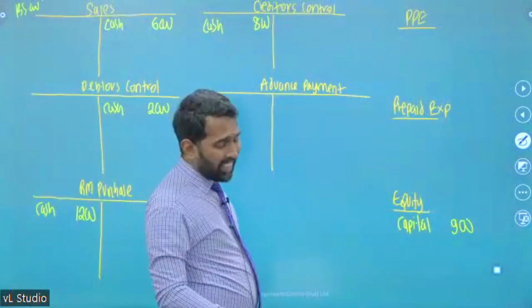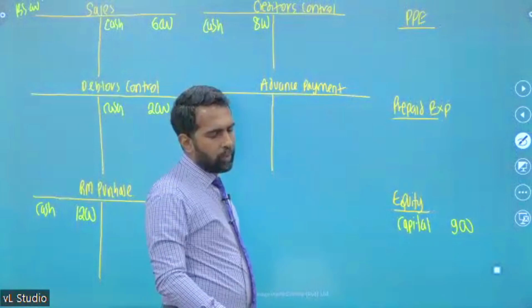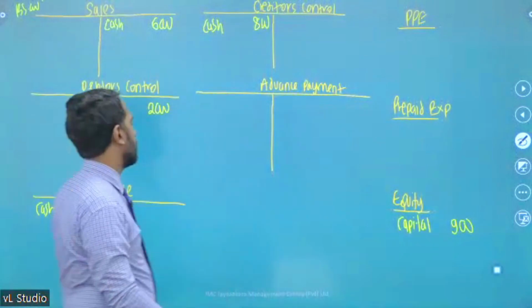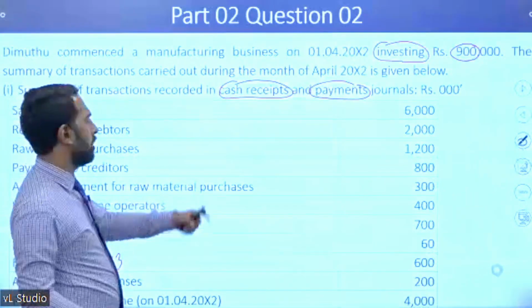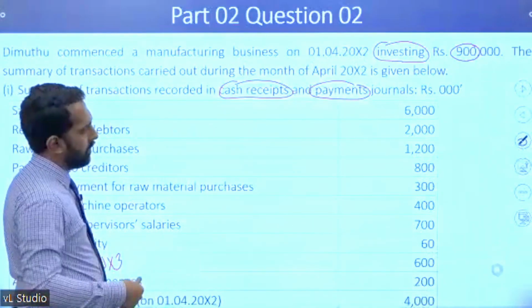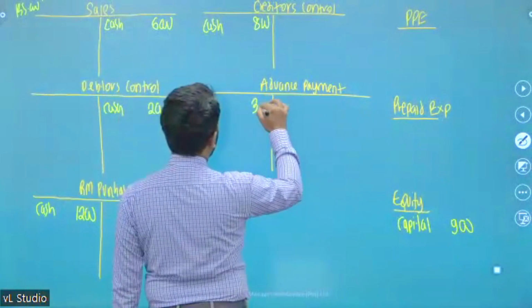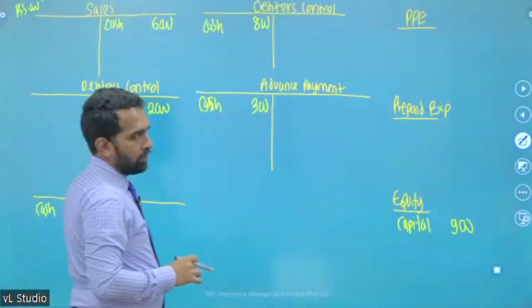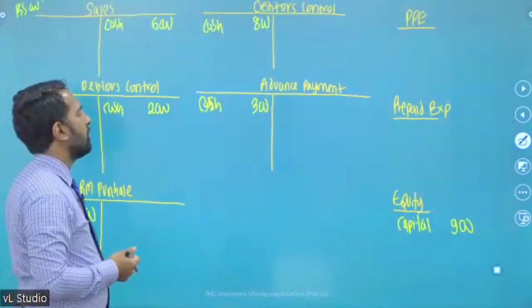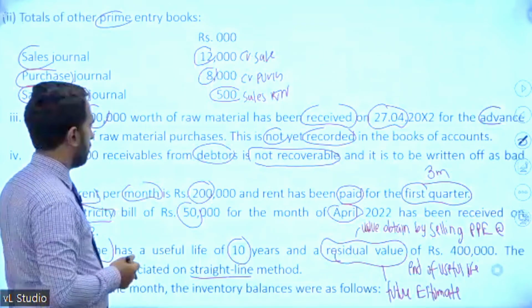Right. The next item, advance payment for the raw material purchases 300. So credited to cash, debited to advance payment account 300 as cash. Right? Credited to cash, debited to advance payment 300.